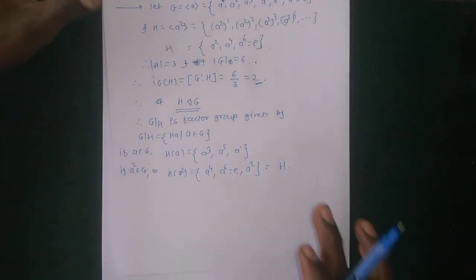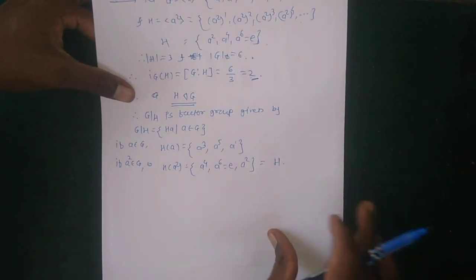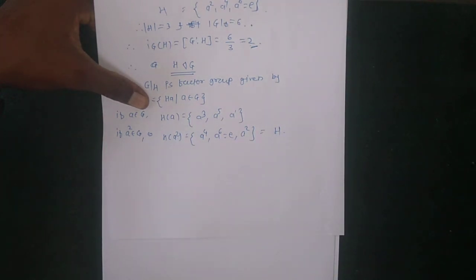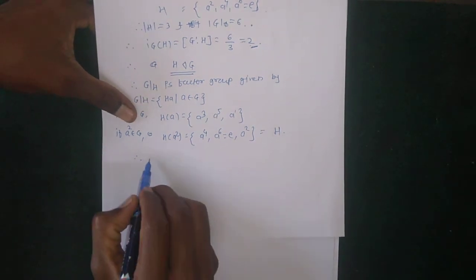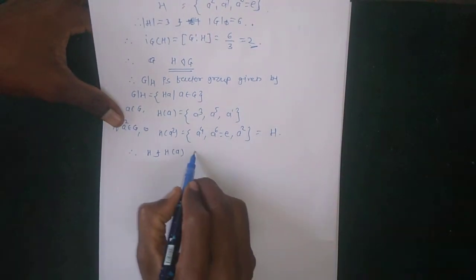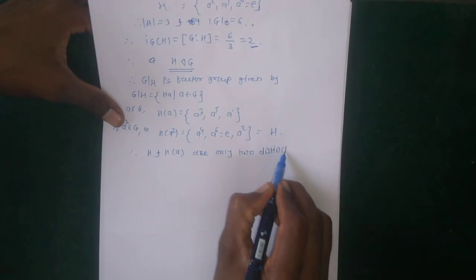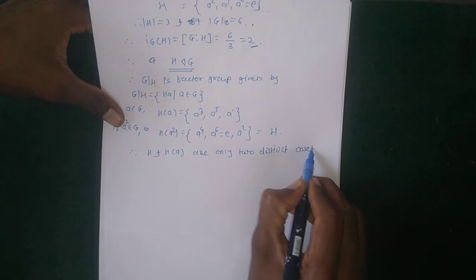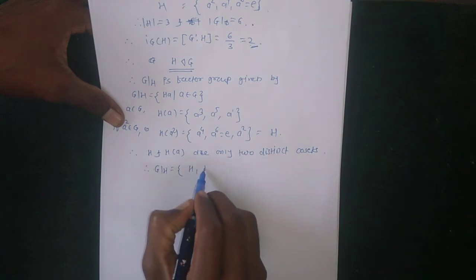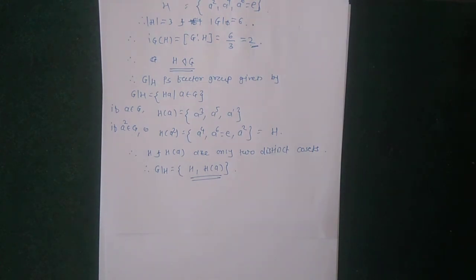Okay, left or right? Index means the number of left cosets or right cosets. Here the index of H is 2, therefore it contains only two distinct left cosets or right cosets. Therefore H and H of a are only two distinct cosets. Therefore the factor group G over H contains only two elements. Okay, this is one example of this.